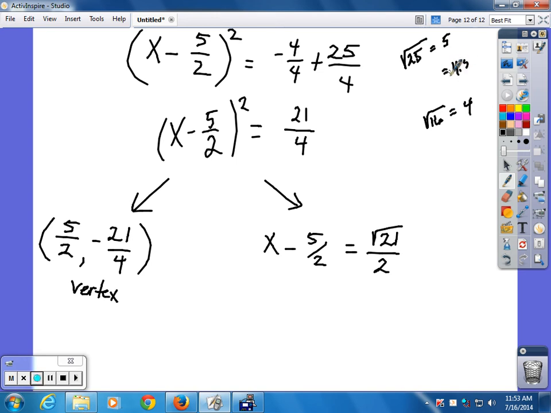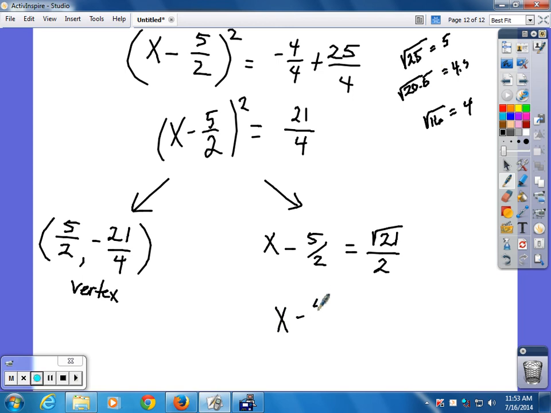Well, where's the middle here? What's the difference between 16 and 25? 9. And what's half of 9? 4.5. 4.5 added to 16 is 20.5. What do we need? I think it's 4.6. What do y'all think?